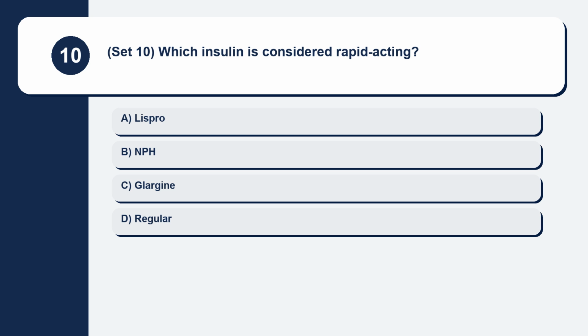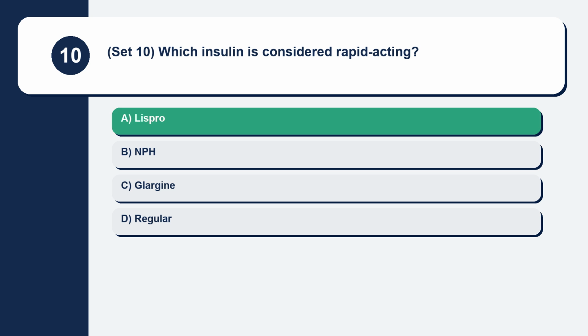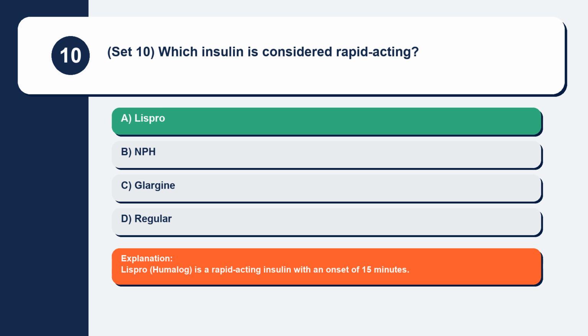Question 10, Set 10. Which insulin is considered rapid-acting? Lispro, NPH, glargine, regular. Lispro, Humalog, is a rapid-acting insulin with an onset of 15 minutes.